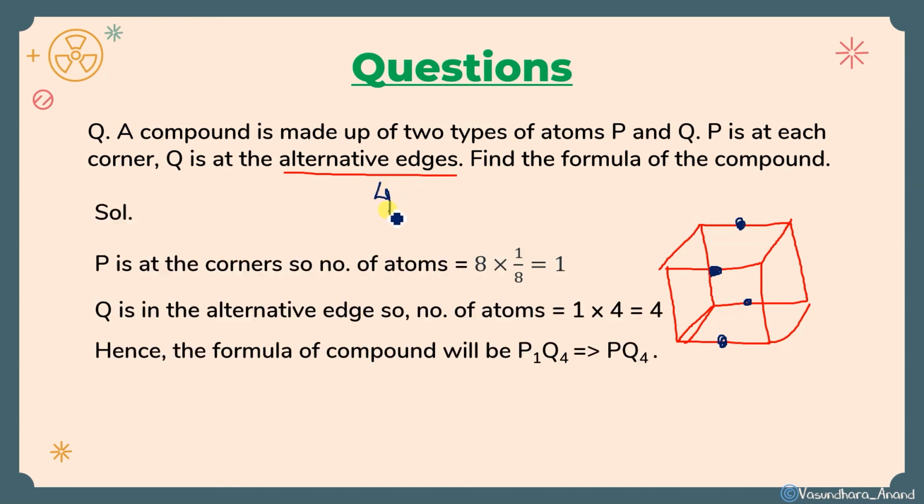So let's solve this question. P is at the corner, so the number of atoms will be 1 by 8 into 8, which is 1. Q is at alternative edges, so that means 1 by 4 into 4. Sorry, this will be 1 by 4 because we know that the contribution of the edge particle is 1 by 4. So what will it be? It will be 1 only. Clear? So what will be the formula of the compound? P1Q1, that is, PQ. Is there any problem? Hope it is clear.